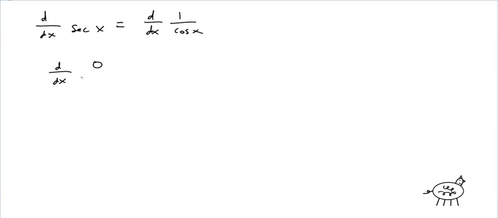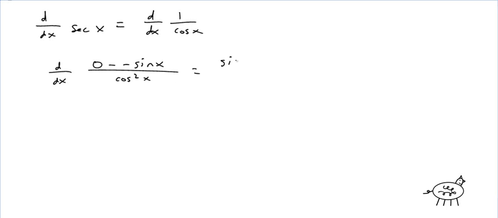Let's move on to secant. So d by dx of secant of x. Well, let's use our knowledge of what we have here. It's d by dx really of 1 over cosine of x. So we're going to use the quotient rule. It's bottom times derivative of the top, which is 0, minus the top times derivative of the bottom. The derivative of the bottom is negative sine of x, so minus negative sine of x, all over the bottom squared.